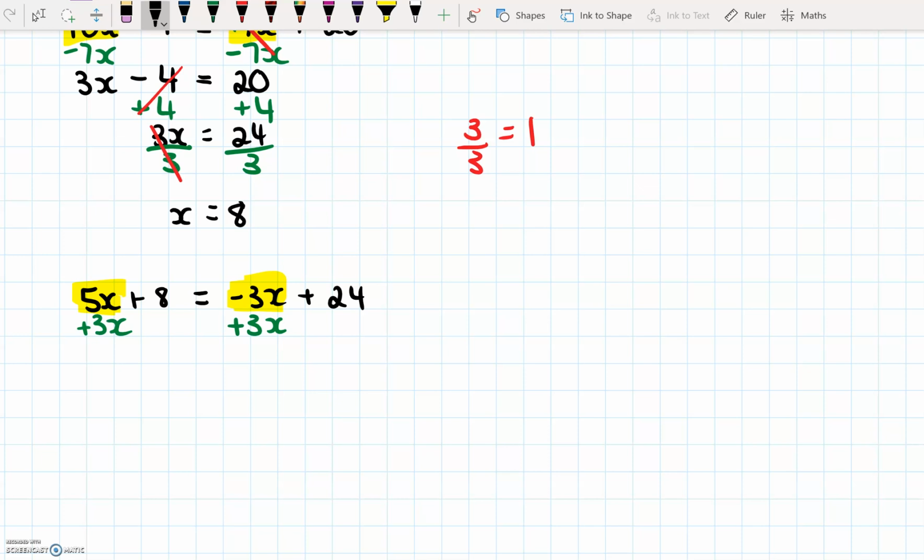Okay, on the left, 5 plus 3 is 8. So we have 8x plus 8 is equal to minus 3x plus 3x. They cancel, that's going to make 0. So minus 3 plus 3 is 0. So we just have 24 here.